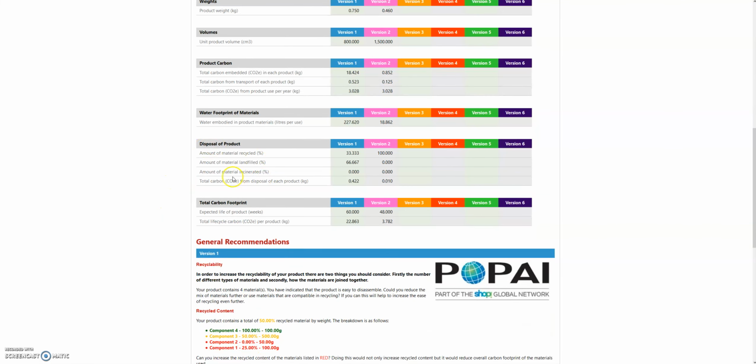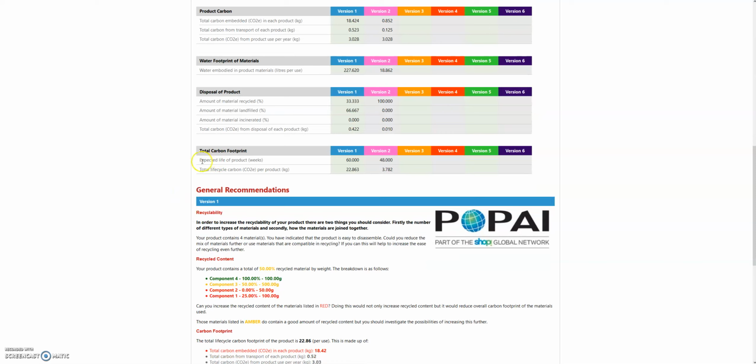Then we look at the disposal of the products and some very simple but useful parameters. The amount of material recycled in terms of percentage by weight at the end of life, the amount landfilled and the amount incinerated, and then the total carbon footprint from those processes. So as you can see, version 2 is 100% recycled and has a much lower carbon footprint than version 1, which is partly recycled, partly landfilled.